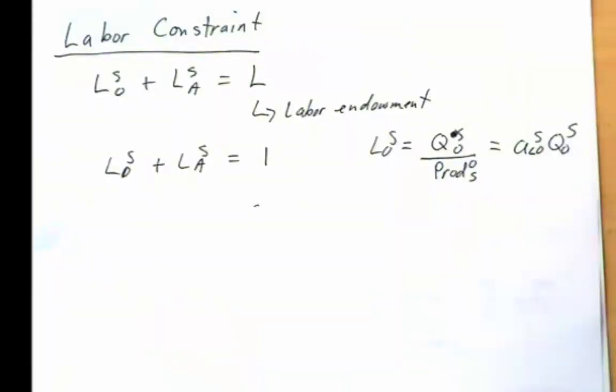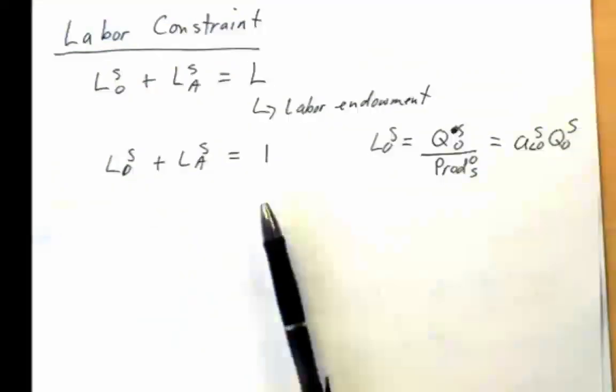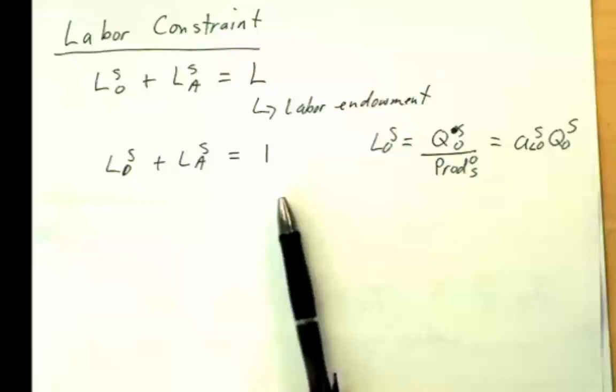Well, what would have to be true for Smith is that he takes his hour and he divides it up between apple and orange production in some way, but the summation of the labor time he spends on apple production and orange production has to equal the total amount of labor time he has. That we call the labor constraint for him in this particular context. So LOS plus LAS has to equal L. Next, given the number we've got in the example, L is 1. So we can just say LOS plus LAS is equal to 1.